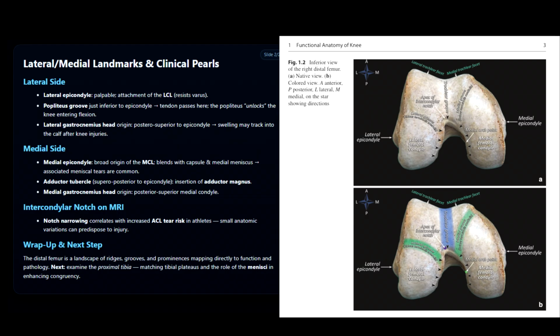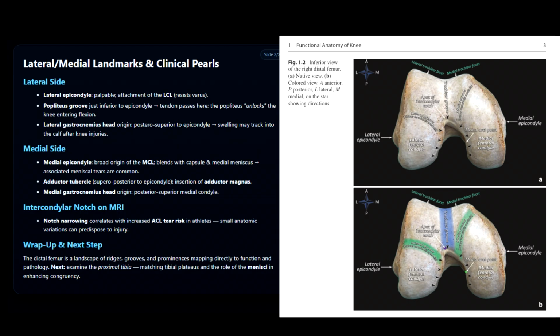Now, a clinical pearl for you. When examining MRI scans, radiologists often scrutinize the intercondylar notch. Narrowing of this notch has been linked to an increased risk of ACL tears, especially in athletes. This highlights how even small variations in anatomy can predispose someone to injury.